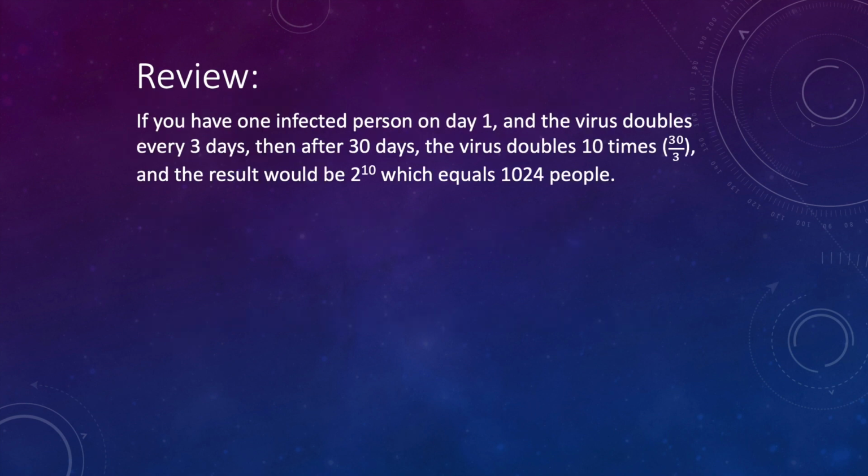So let's just review a little bit of what we talked about in my other video. If you have one infected person on day 1 and the virus doubles every 3 days, then after 30 days, during that 30-day time period, the virus would double 10 times because 30 divided by 3 is 10. And the result would be 2 to the 10th power, which equals 1024.